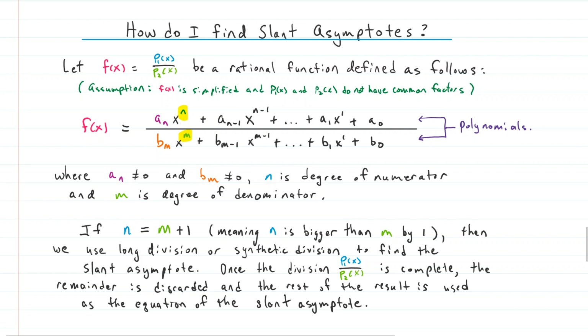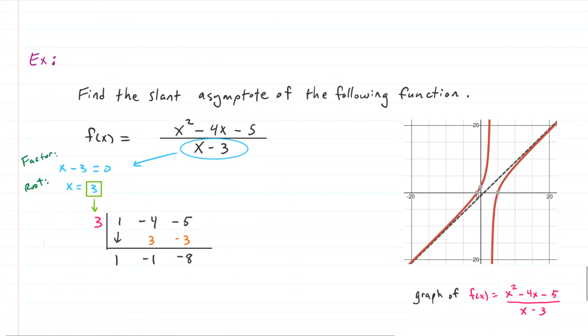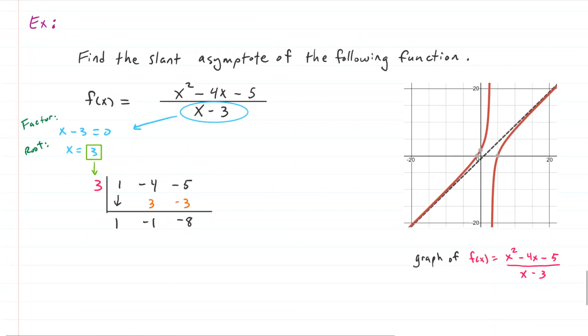And the way you find it is you actually perform the division that's represented by the rational function. So you take the polynomial at the top and divide it by the polynomial at the bottom by long division or synthetic division. Once you finish the division, you throw away the remainder if there is one, you keep the rest, and you set that equal to y, and that's your slant asymptote. It's actually pretty simple. Let's do an example.